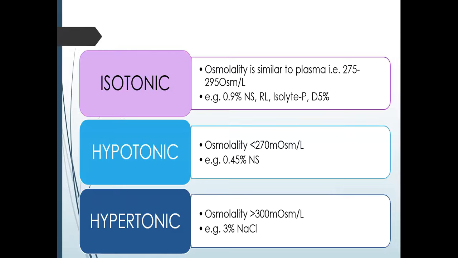To name a few of the isotonic IV fluids, we have 0.9% NS, Ringer's lactate, dextrose 5%, and Isolyte P. Hypotonic fluids such as 0.45 NS have an osmolality of less than 270 milliosmoles per liter, and hypertonic fluids have an osmolality of more than 300 milliosmoles per liter, as in the case of 3% NaCl.